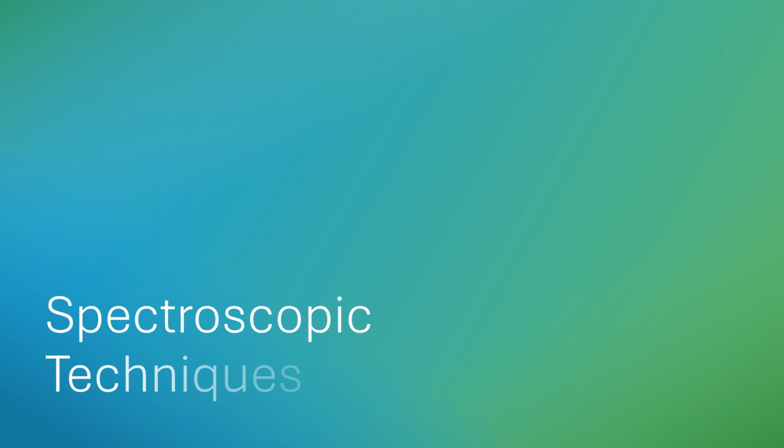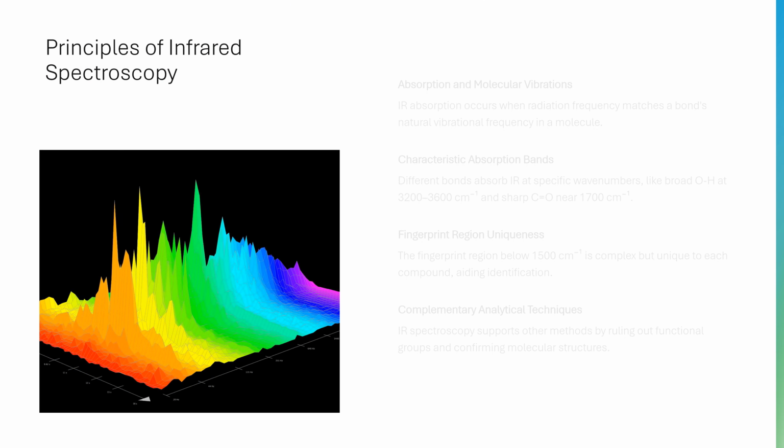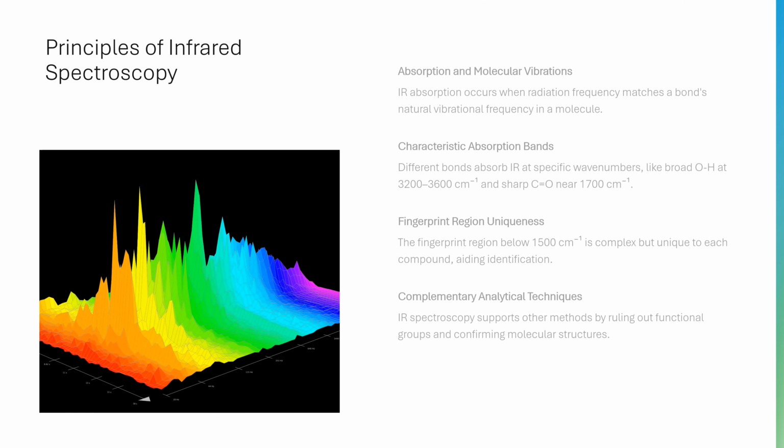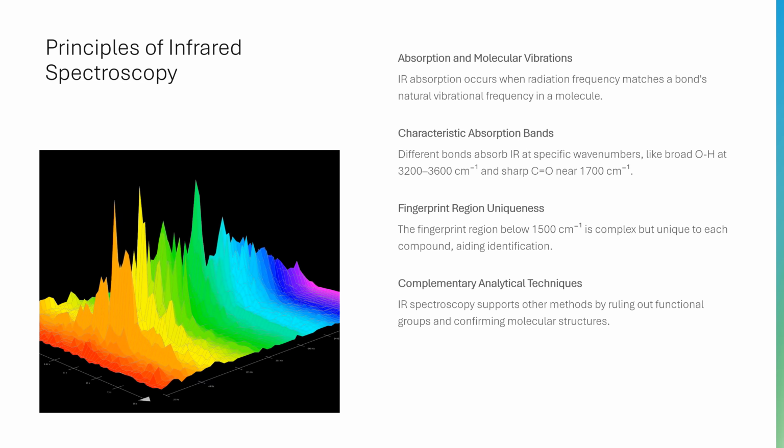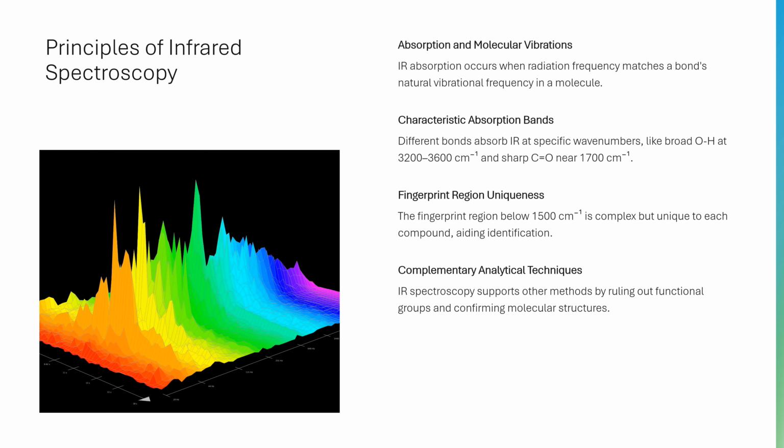Principles of infrared spectroscopy, interpreting infrared spectra for functional groups, mass spectrometry and molecular ion analysis, using mass spectra to deduce structure. Infrared (IR) spectroscopy is a key analytical technique used to identify functional groups in organic compounds by analyzing how molecules absorb infrared radiation. Different bonds absorb IR radiation at characteristic wavenumbers, measured in cm⁻¹.